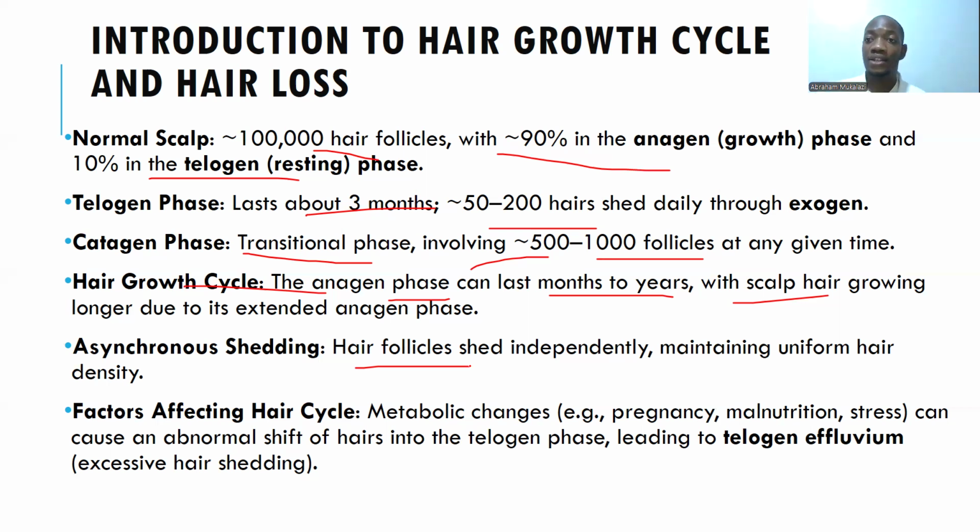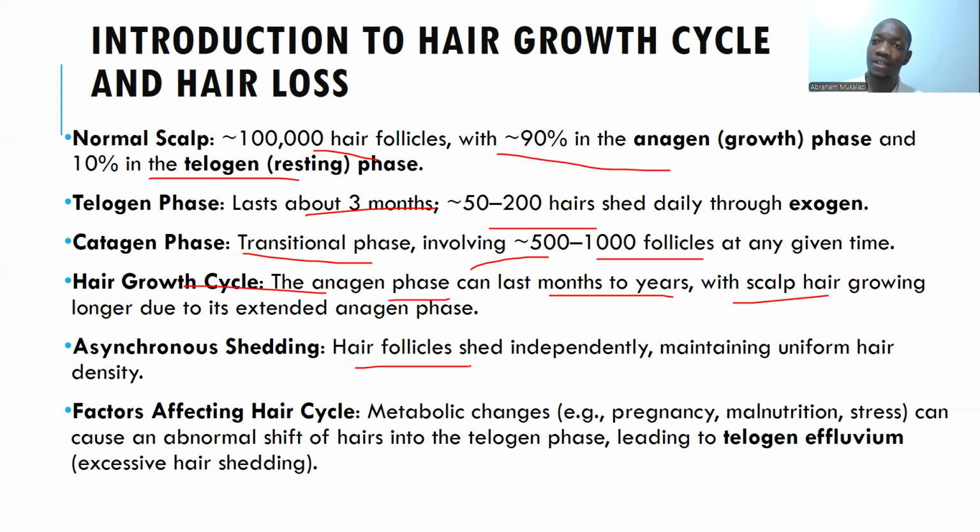Then the synchronous hair shedding, we usually see it when you're transitioning from childhood after birth. That is when you're losing the lanugo hairs. That's when you have that uniform hair shedding. And then after that, the hairs stop shedding at the same time. So each individual hair will shed at its own particular time. So you have factors that can affect the hair cycle.